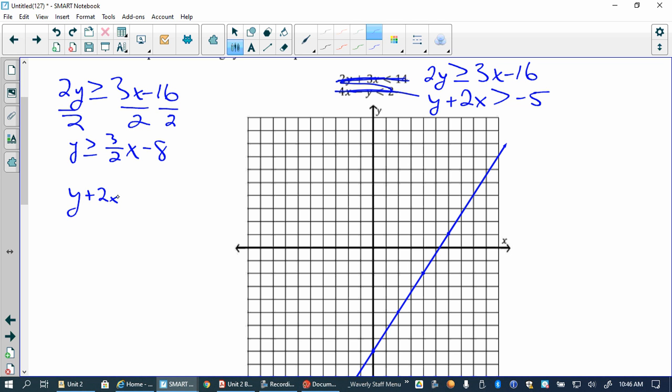1, 2, 3, 4, 5. And then down 2, right 1. Down 2, right 1. And I go up 2, left 1.